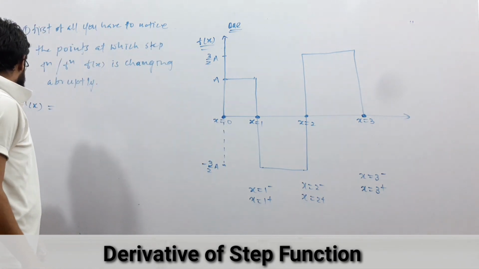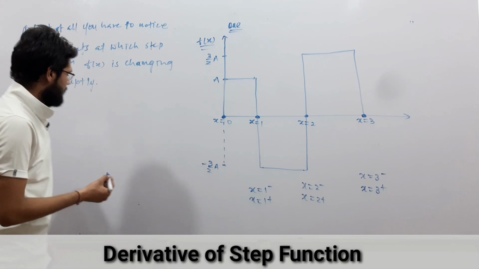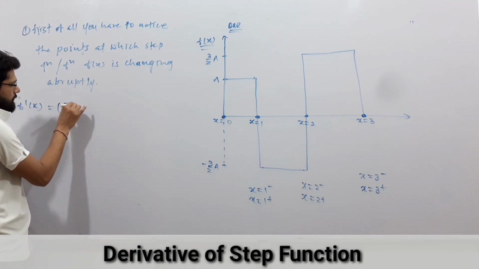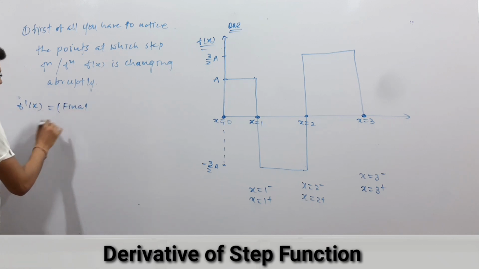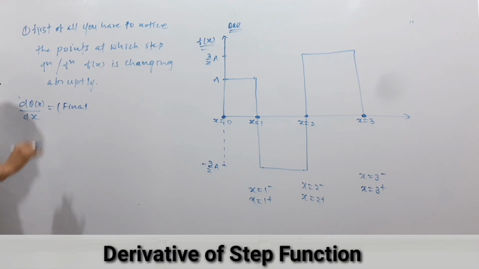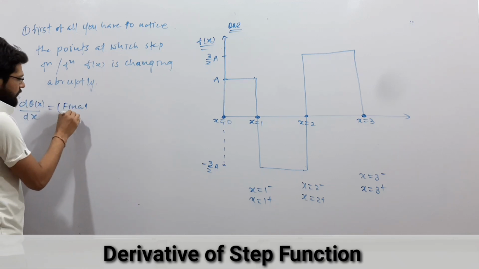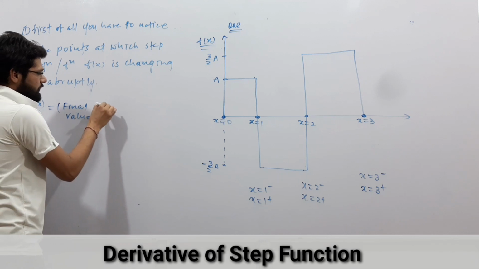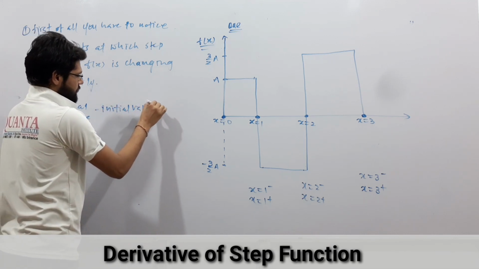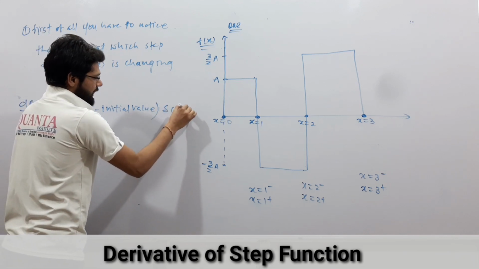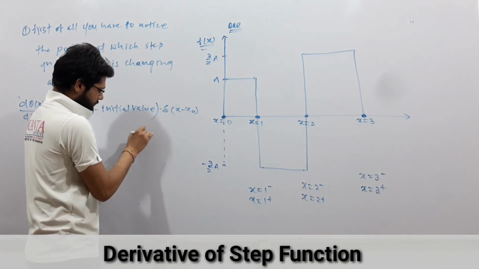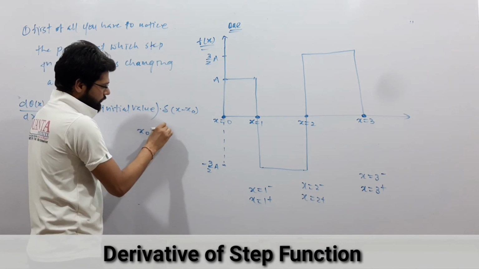And how will you write? See, final value. Let me write here: d theta x over dx, the derivative of the step function, is final value minus initial value into delta of x minus x naught, and x naught is the point of discontinuity.